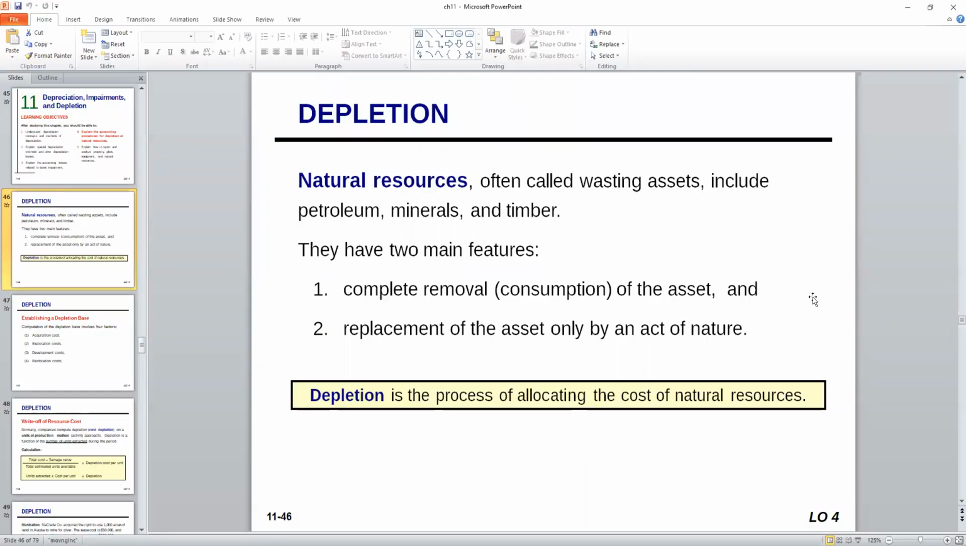So depletion is much like depreciation and amortization, which we'll look at in the next chapter, but it applies to natural resources. There's a variety of industries that are focused on natural resources: petroleum, minerals, timber, etc. And they have two main features: the complete removal of the asset, and replacement of the asset only by act of nature. So depletion is simply the process of allocating the cost of the natural resources.